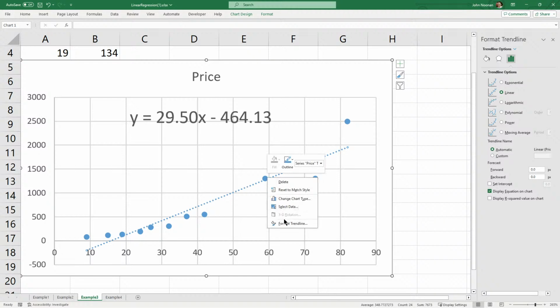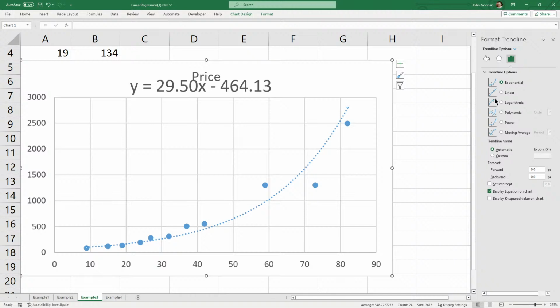Trend line? Format. Oh, there it is. Okay, you get all of these options over here. You can do exponential. Oh, that looks pretty good. Yeah, I kind of like that one. Let's see, can I get rid of the equation? And there's the correct equation, very nice.